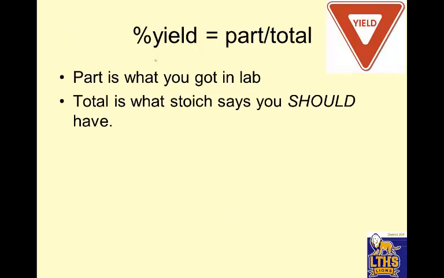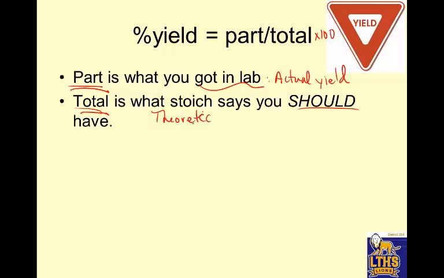All right, so now we're going to do a percent. The percent we're talking about is percent yield. Percent is always part over the total, but times 100. But in a percent yield, the part is what you got in the lab. It's called your actual yield or amount. The total, what goes on the bottom, is what stoich says you should have. So that's called the theoretical yield.